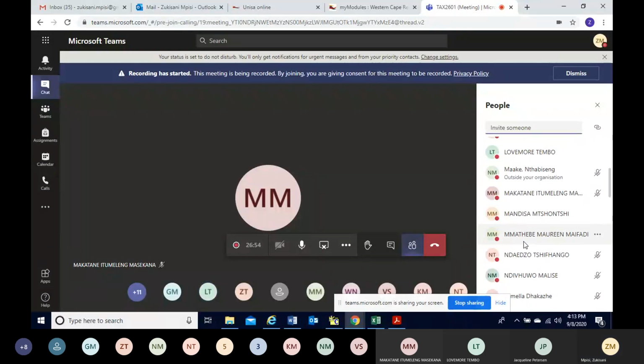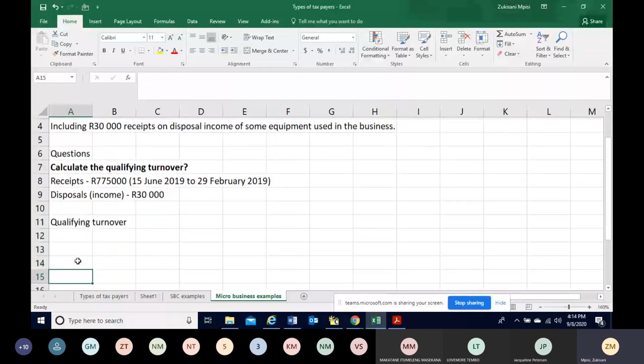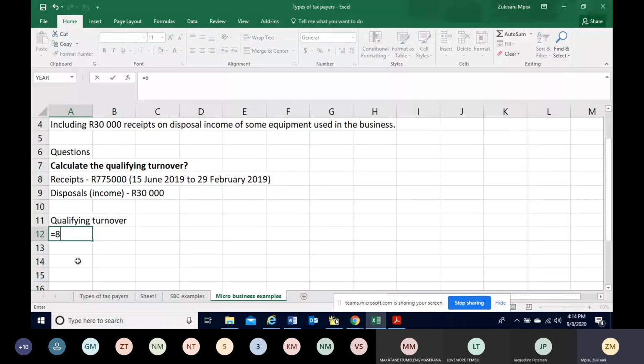Yes, you can help. The qualifying turnover will be that 775,000, which is on the screen there, plus 50% of that disposal of an asset, since it has been used in the business. So you are saying the qualifying turnover is going to be 775,000 plus 50% of the disposal income. Anyone else who wants to come in?